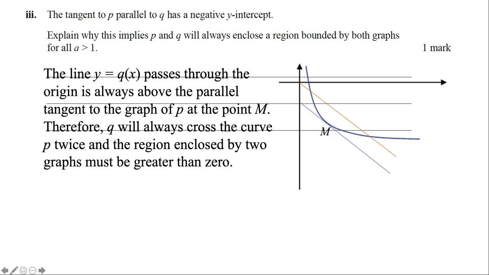So to explain why this implies P and Q will always enclose a region bounded by both graphs, you have to mention the relative position of the y-intercepts. Of course, you could also comment on their parallel gradients, okay? Another thing I should mention, I mentioned here, the parallel tangent. Yep, I mentioned the gradients are the same.